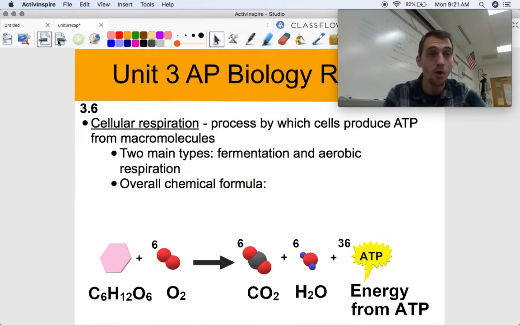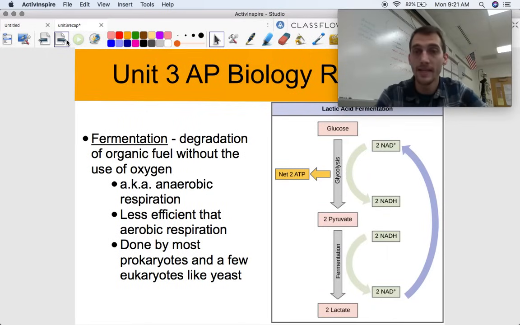And ATP is ultra important. It is the energy currency molecule. You can't live without it. As soon as you run out of ATP, you're dead. Your cells can't really do anything. They can't do active transport. They can't do a whole bunch of stuff. Fermentation is the degradation of organic fuel without the use of oxygen.